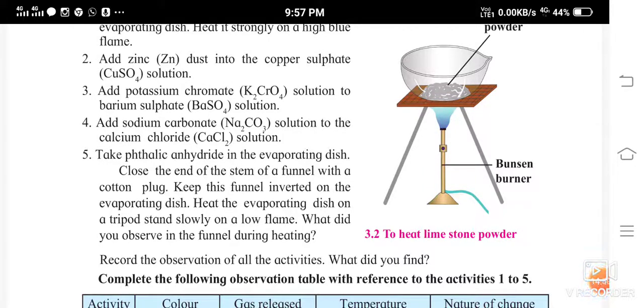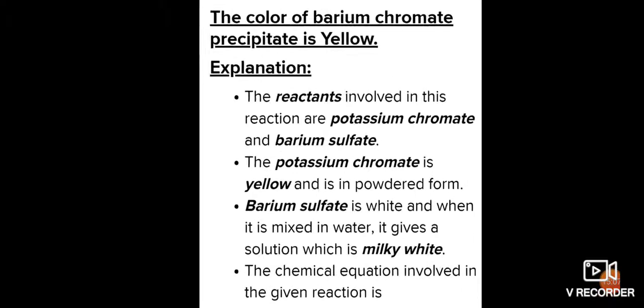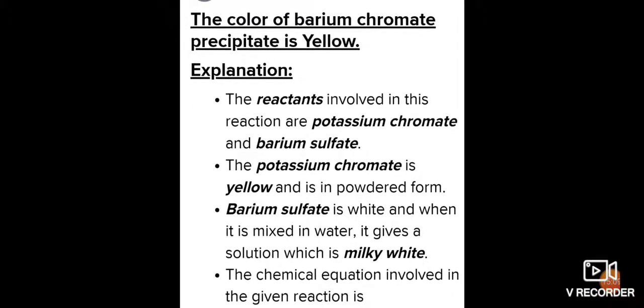Now the next one: add potassium chromate solution to barium sulfate solution. So you are going to add potassium chromate, K2CrO4, to barium sulfate solution. So what will happen in this case? Now see, the color of barium chromate precipitate is yellow.